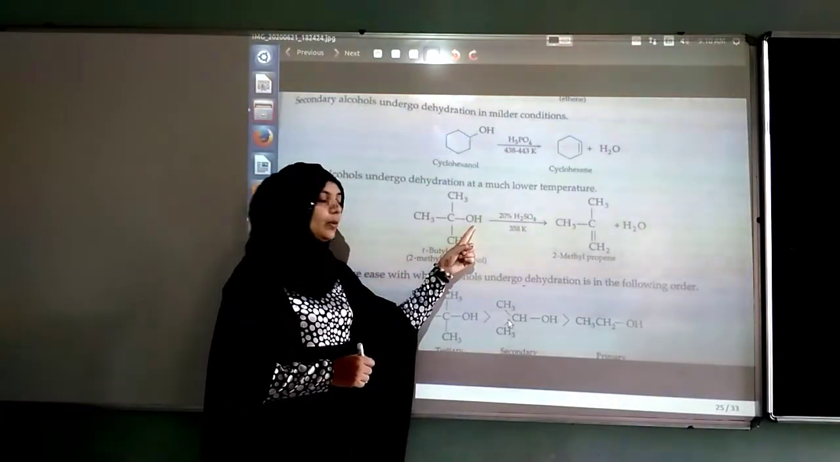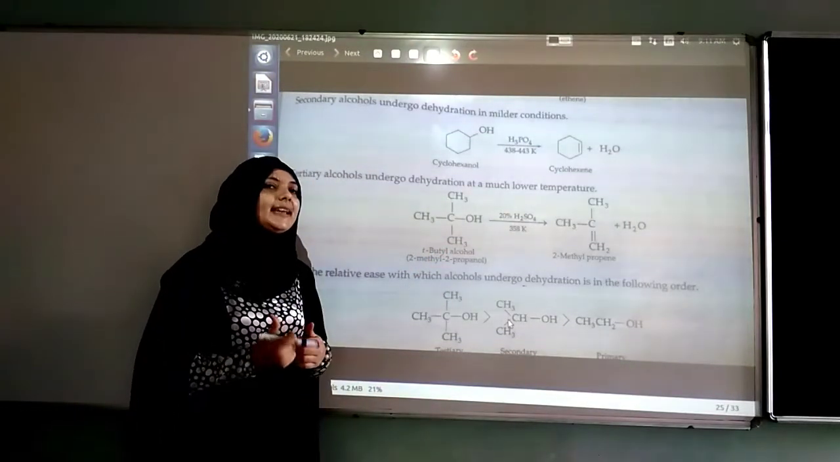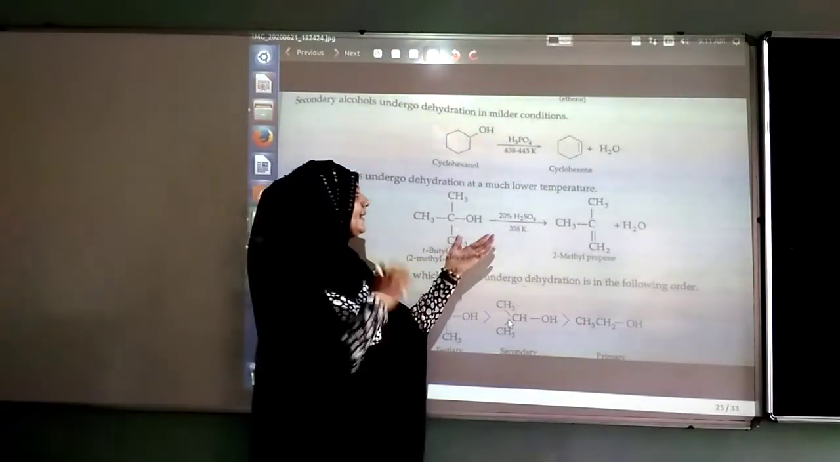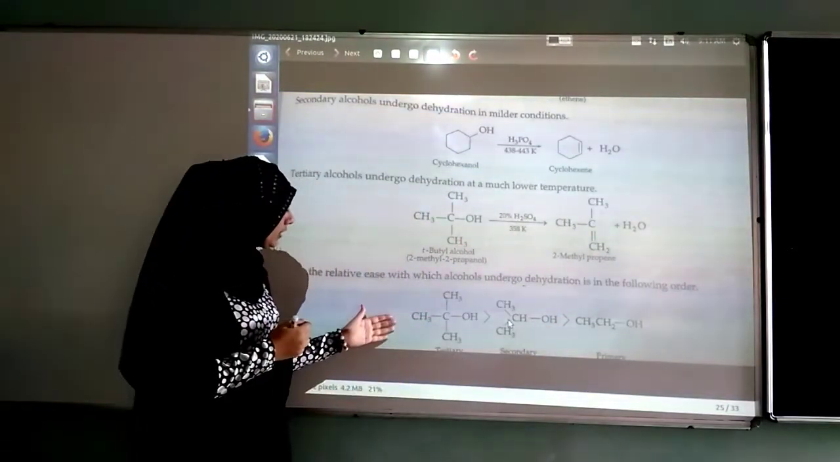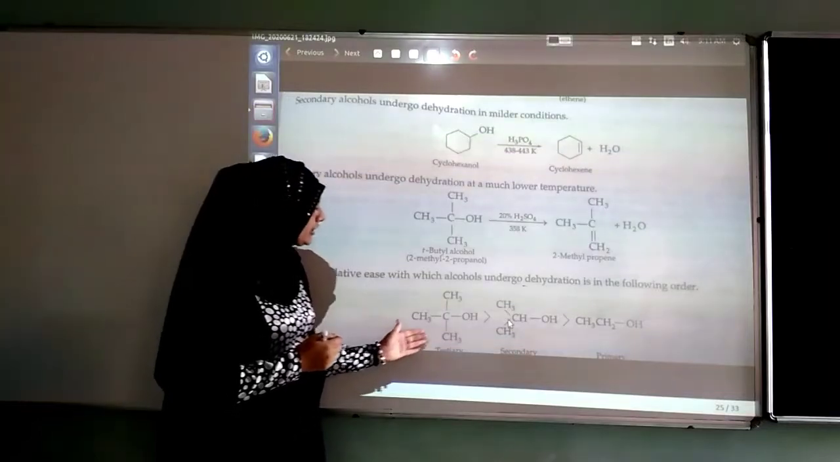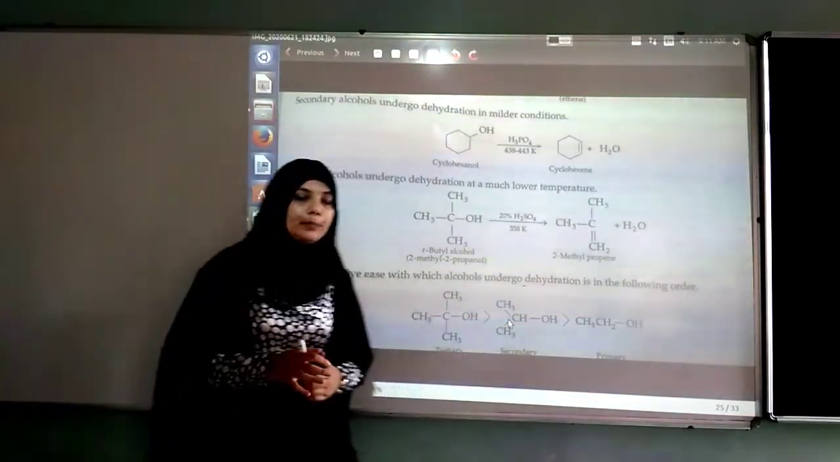As you have the OH over here and 3 of the methyl group, any of the methyl group is going to lose the hydrogen, one hydrogen, and that is why it is going to come out as a 2-methyl propene. Here the order is given. Tertiary is more favorable than secondary, which is in turn more favorable than primary.